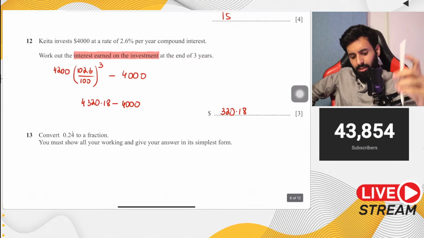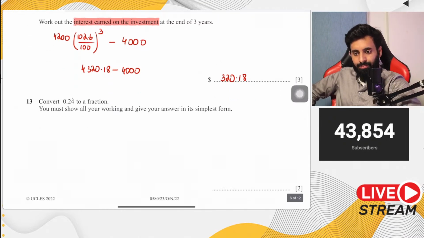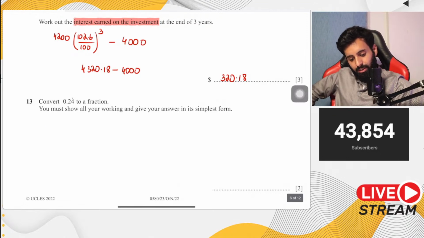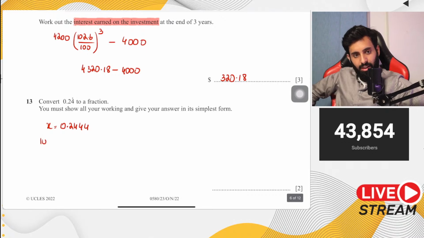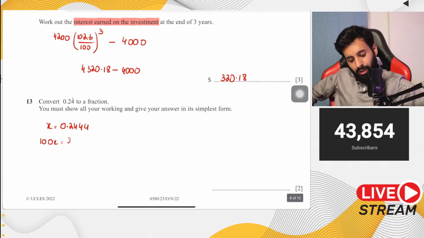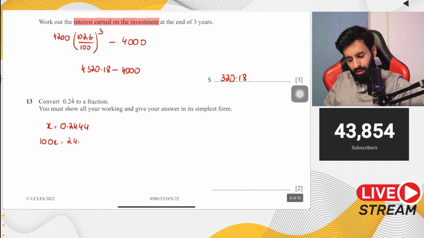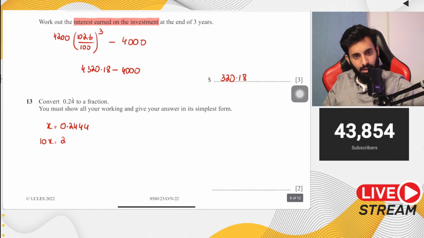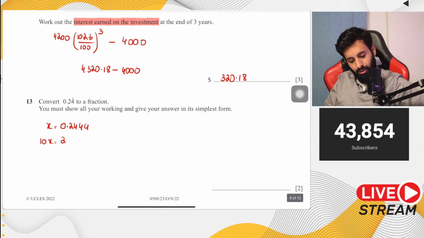So you guys are technically saying the same thing. Okay, let's see. What do we get? So first of all, let's get rid of the recurring element. Let's say x is equal to 0.2444. That means 100x, or 10x, doesn't matter how you do it. Let's call it 10x. 10x is equal to 2.444.